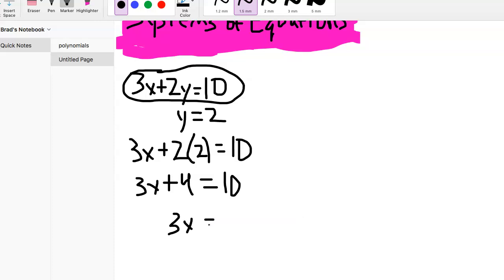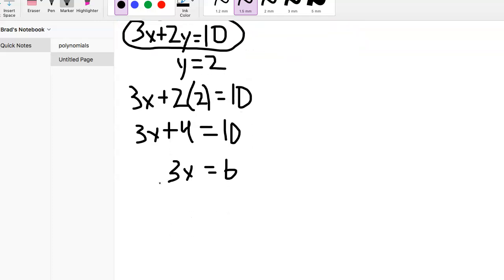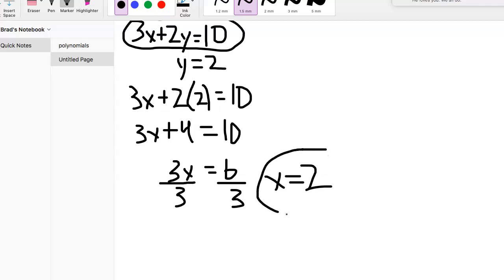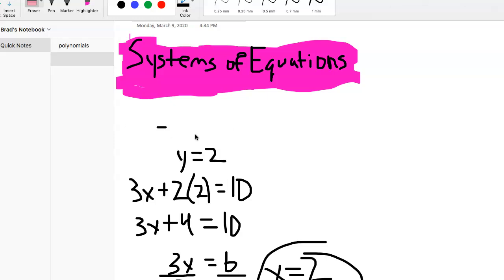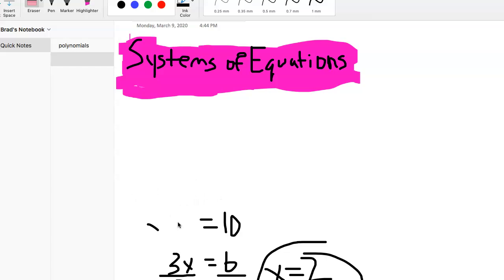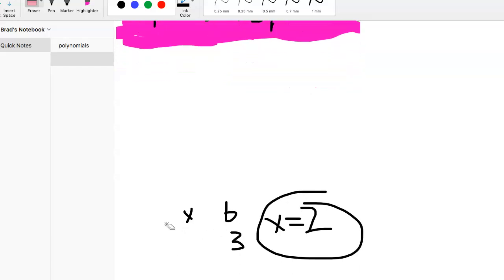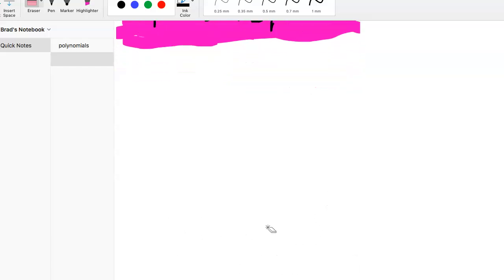3x equals 6. Divide each side by 3. X is 2, and that would be our answer. No problem, right? So that's just straight substitution, and that's how you handle any kind of substitution. If they tell you what one of the variables equals, then you can just plug it into the other equation and you're done. Everybody's happy.